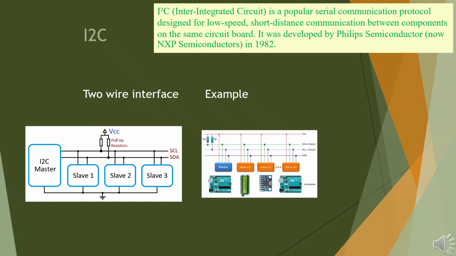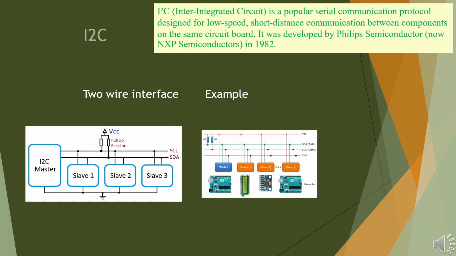However, because all devices share the same bus, I2C is best for short-distance and moderate-speed communication, typically up to 400 kHz standard mode or 1 MHz fast mode. Over longer distances, the capacitance of the bus wires causes signal distortion and limits performance.